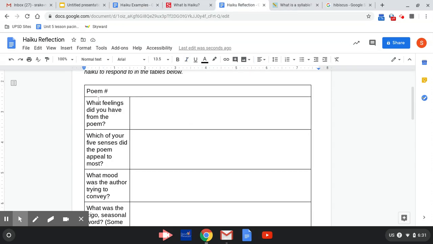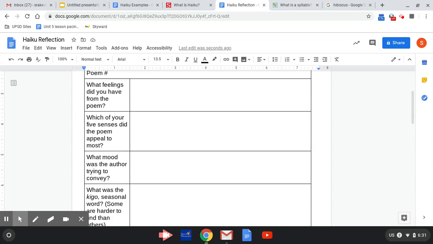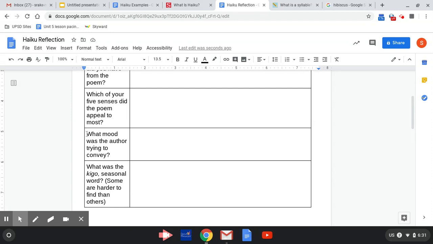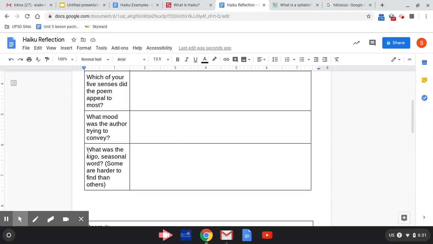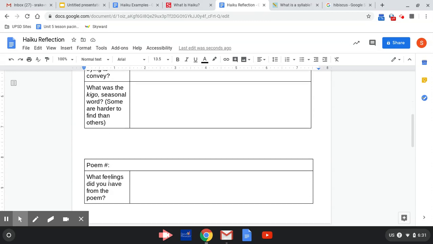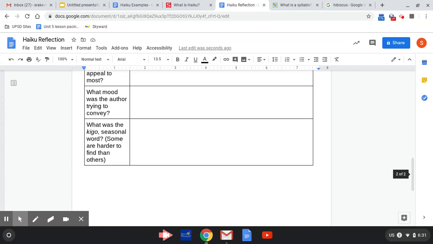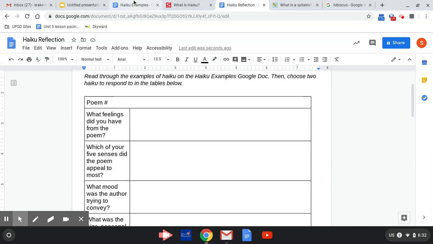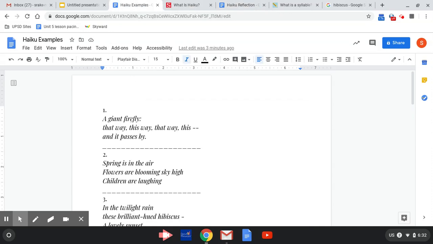And then we're going to be thinking about what feelings did you have from the poem? Which of your 5 senses did the poem appeal to most? What mood was the author trying to convey? And what was the kigo, the seasonal word? Remember, some are harder to find than others. And we're going to be doing this with 2 separate poems. So let's take a look at our haiku examples.